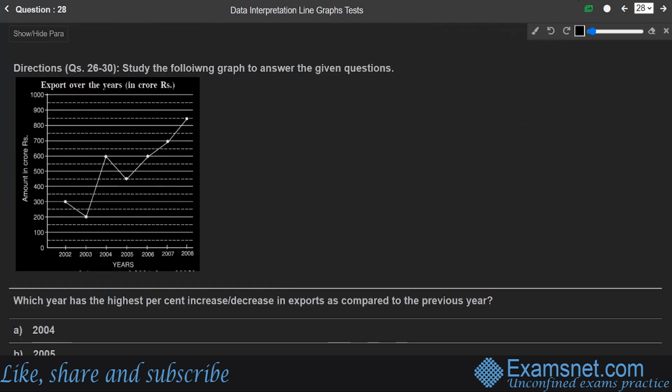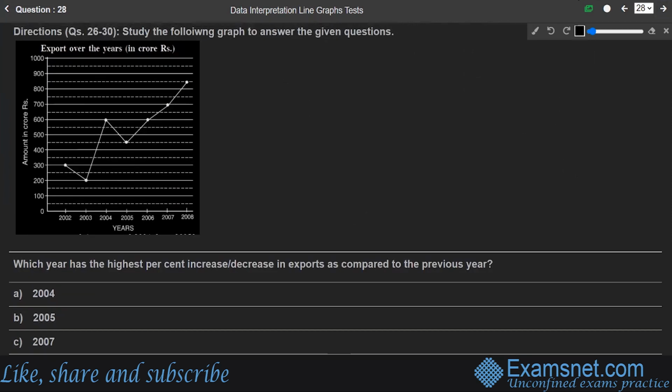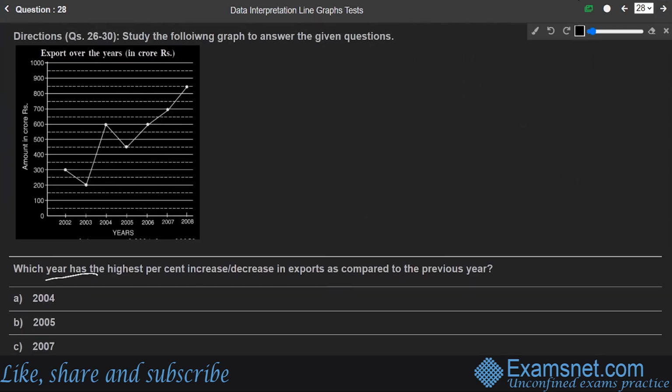Okay, let's see the next question. For the same line graph, we are supposed to answer the question: which year has the highest percentage increase or decrease in export as compared to the previous year? So we are supposed to find out the percentage increase for every consecutive year, and then compare all the years' percentage increases and find out the highest out of them.